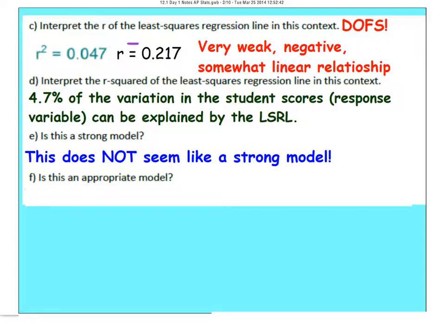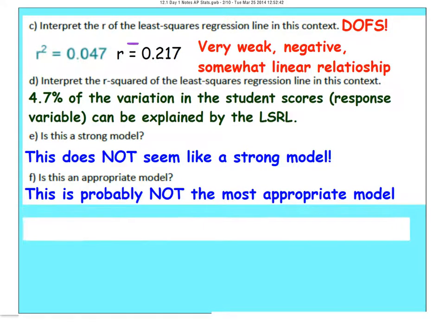Another thing we did back in chapter 3 is graph the residual plot for this, but we're not going to cover that quite yet. And then letter F: is this an appropriate model? Well, it's not a strong model, but is it appropriate? For this case, it's probably not the most appropriate model. Some of the reasons for that are the weak correlation and the low coefficient of determination.